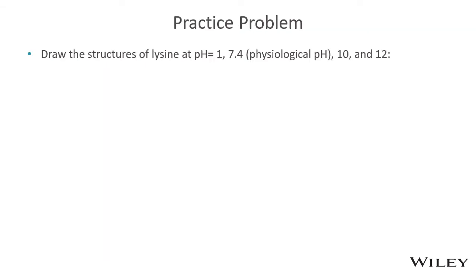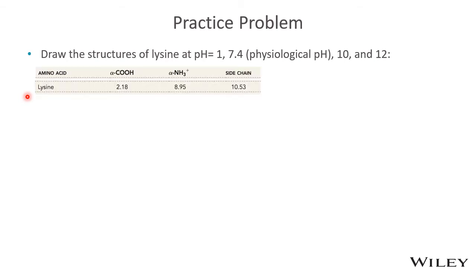So let's go ahead and go through a practice problem. We're going to be drawing the structures of lysine at a pH of 1, 7.4, which is physiological pH, 10, and 12. So we're going to draw 4 different structures of lysine. So the first thing we want to do is take a look at the pKa values of lysine as well as the structure of lysine. So using our table, we identify the amino acid lysine. This is the structure of lysine.